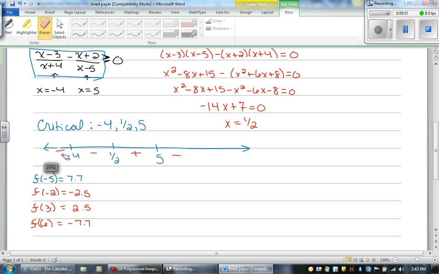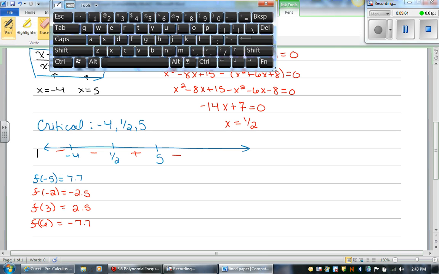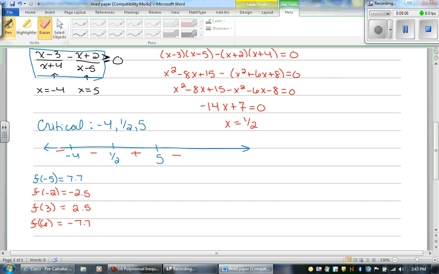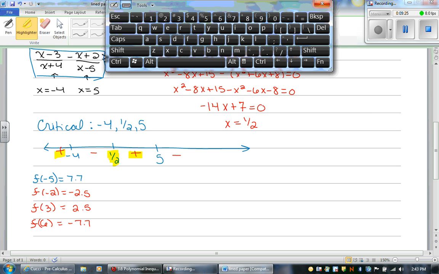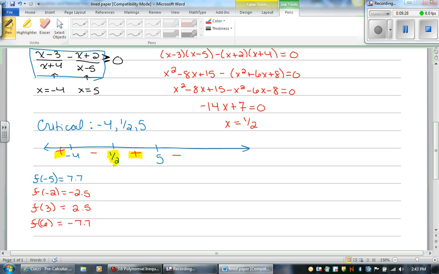Okay, so where it's equal to 0 was at 1/2, so we have to include that value. -4 and 5 was where it was undefined, so we don't include those values. So we're going to have for a solution -infinity to -4 not included, and then 1/2 included to 5 not included.